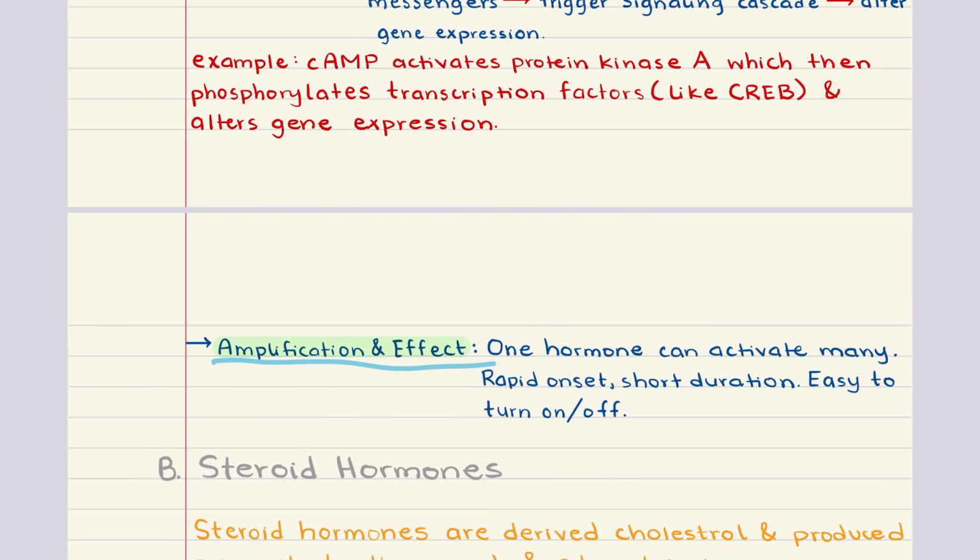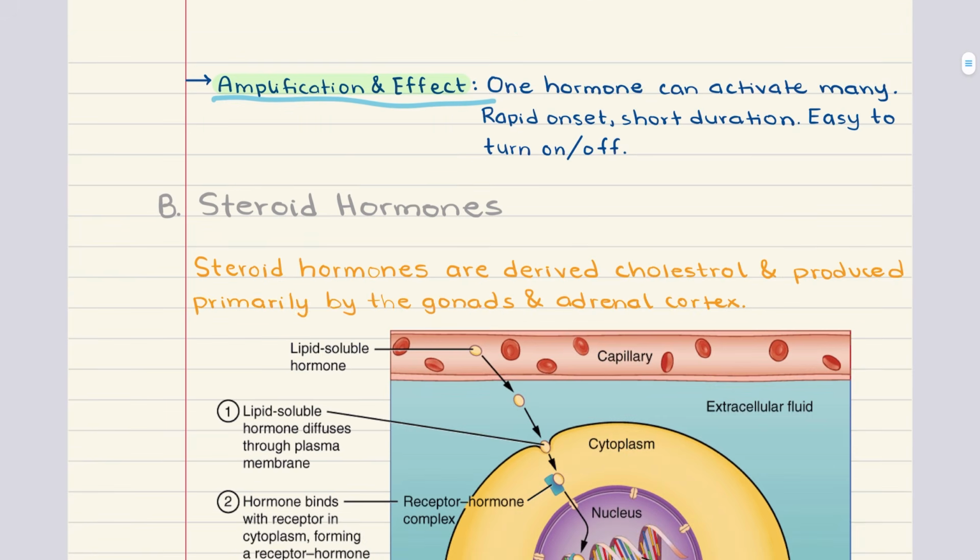This also means the onset of action is rapid, but the duration is relatively short. So this makes peptide hormones really ideal for quick, transient changes. They're also easy to turn on and off depending on the body's need. All right, now we've covered peptide hormones in detail. Let's move on to steroid hormones.